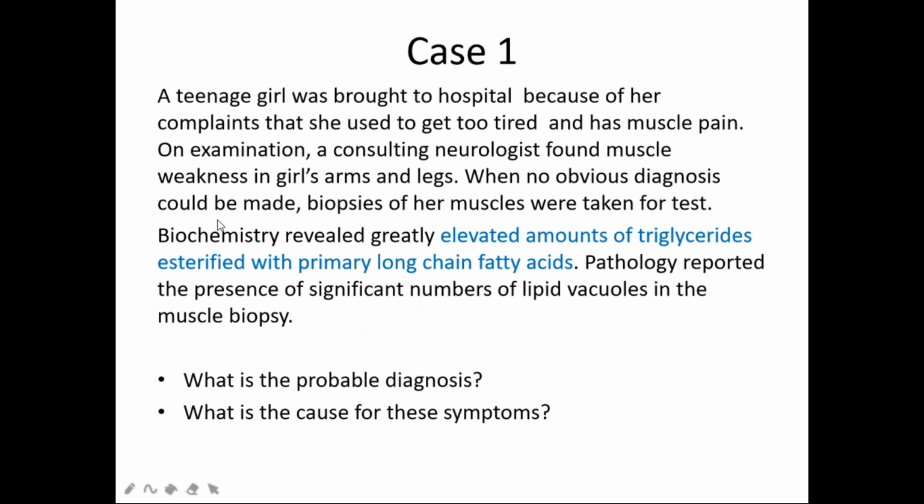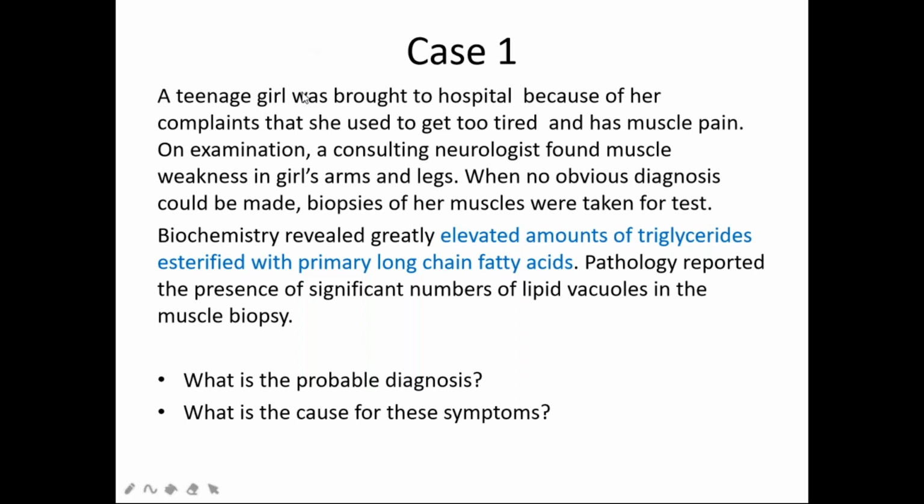And in the biochemical parameters, when biochemical analysis was done, an elevated amount of triglyceride esterified with primary long chain fatty acid can be seen in the blood. So this is the biochemical finding of the patient's blood sample. And in the muscle biopsy, lipid vacuoles can be seen.